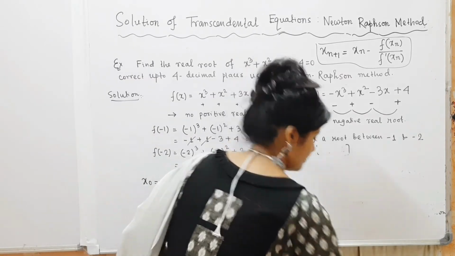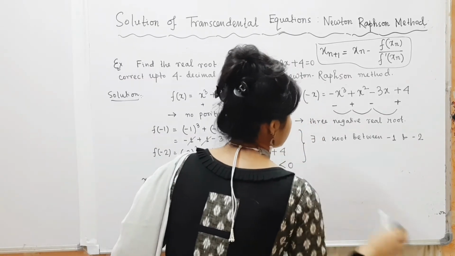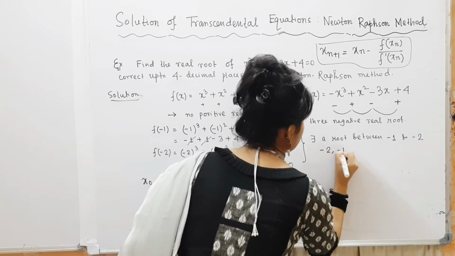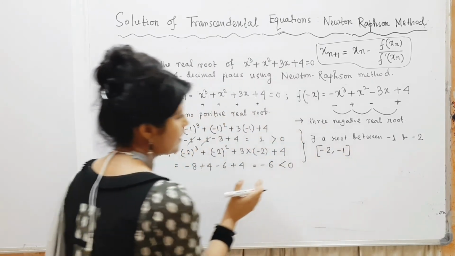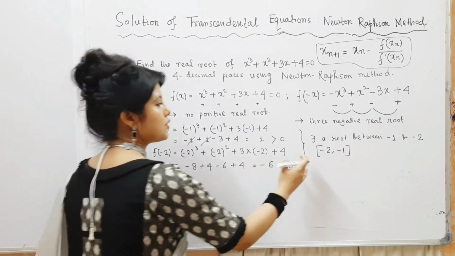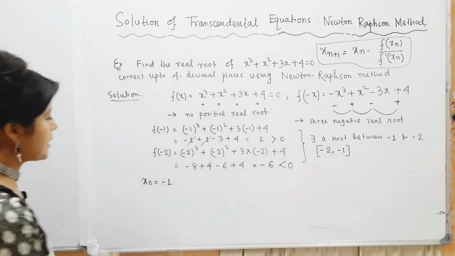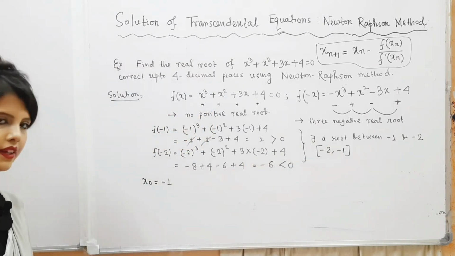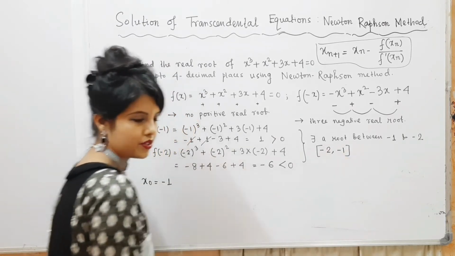So actually the range is minus 2 to minus 1, because these are negative. Minus 2 is obviously lesser than minus 1, so minus 2 to minus 1. So I am taking x0 equal to minus 1, the extreme corner point.